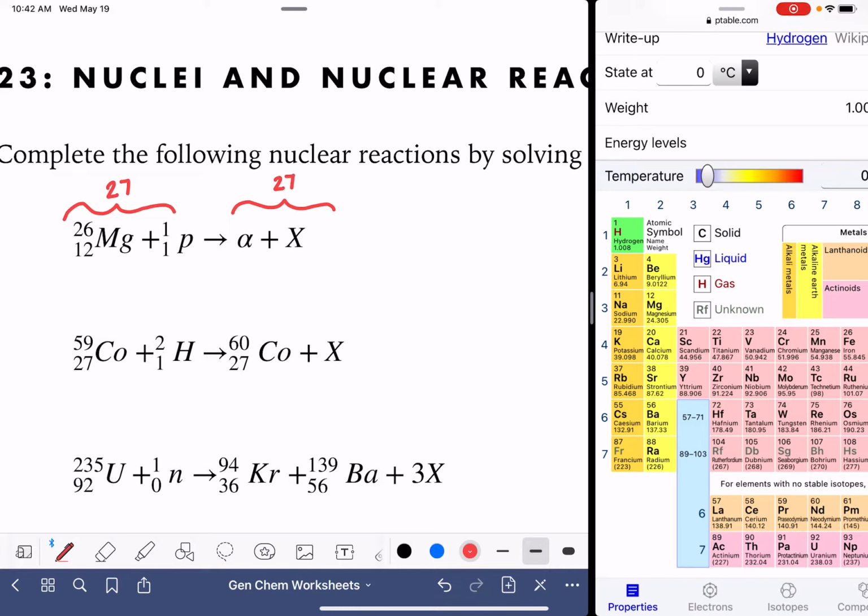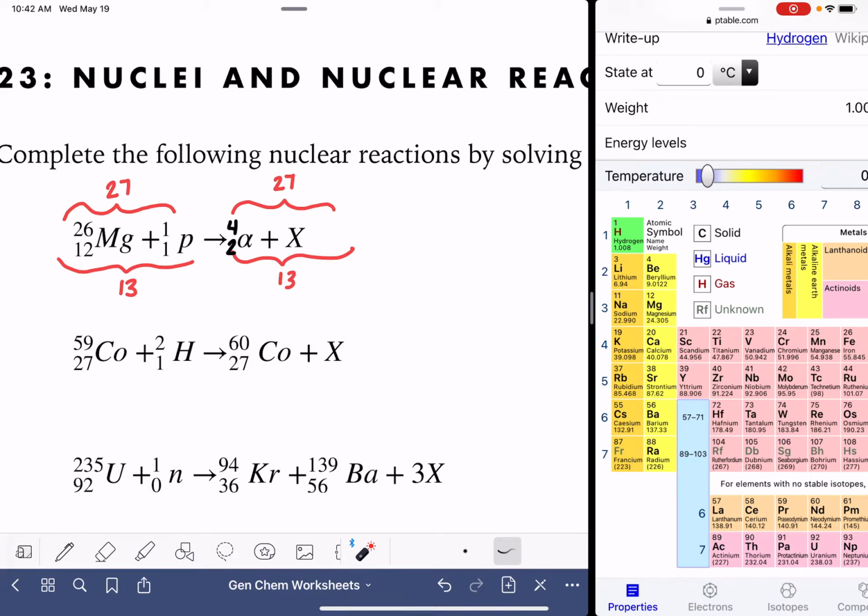Then we're going to do the same thing for our atomic number. The atomic number is represented in the lower left-hand subscript, and in this case, it's 12 plus 1 is 13, so we've got an atomic number of 13. We need the same on the right-hand side. For whatever reason, this alpha particle here is missing its little symbols. Alpha particles have a mass number of 4 and an atomic number of 2. We really need to know that to be able to answer this question.